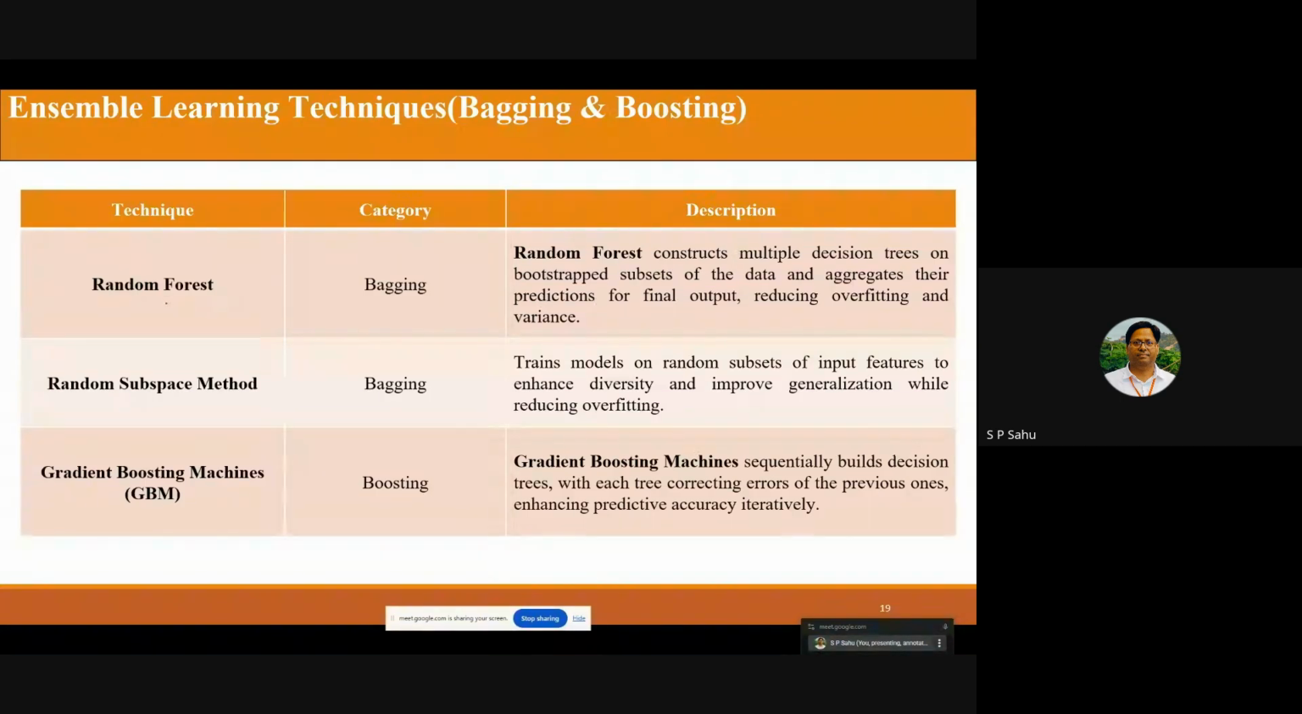Now the different varieties of bagging and boosting. We have already talked about random forest, which constructs multiple decision trees based on bootstrap subsets of the data and aggregates their predictions for the final outcome, reducing overfitting and variance. Okay, and the random subspace method trains on random subsets of input features to enhance diversity and improve generalization while reducing overfitting. So this is not a random forest; it models on random subsets to enhance diversity and improve generalization.